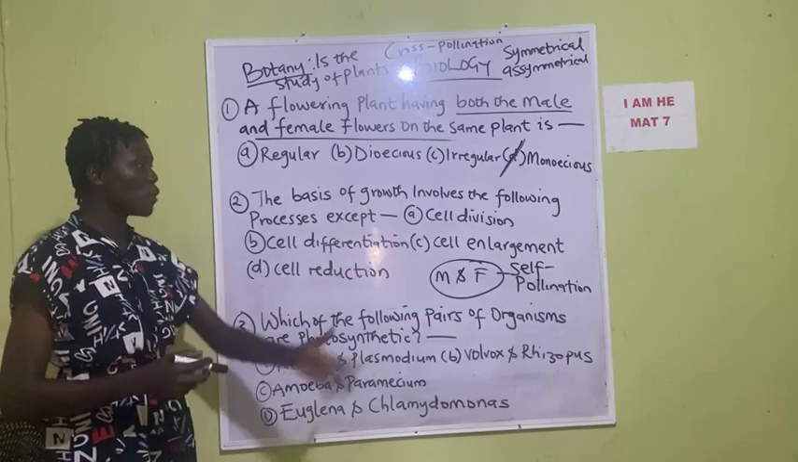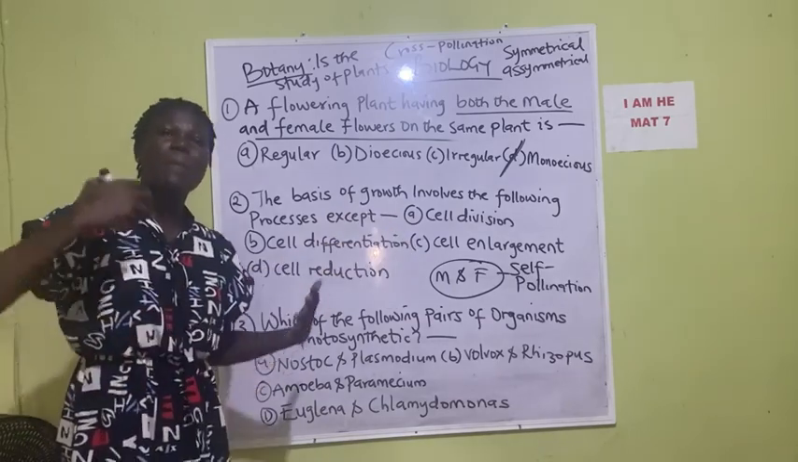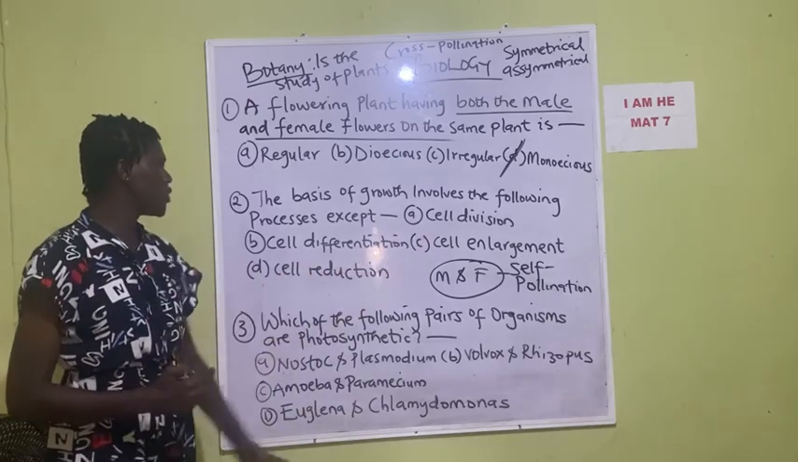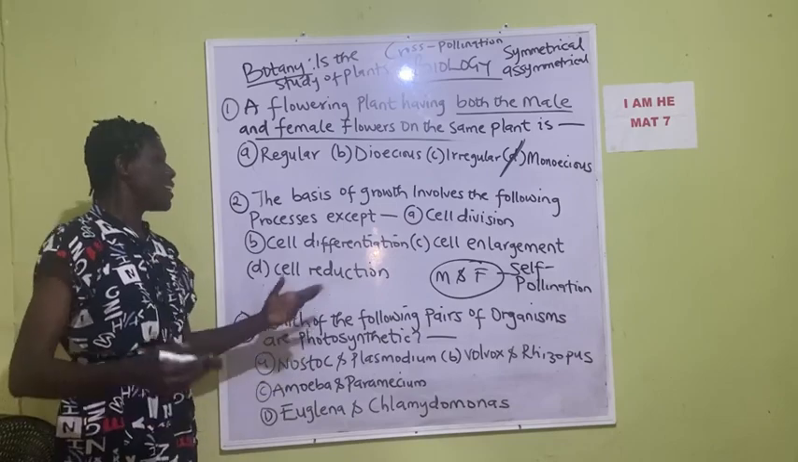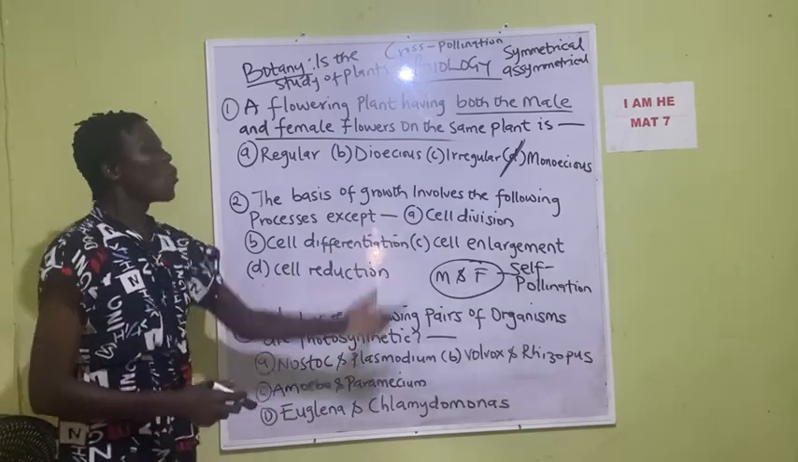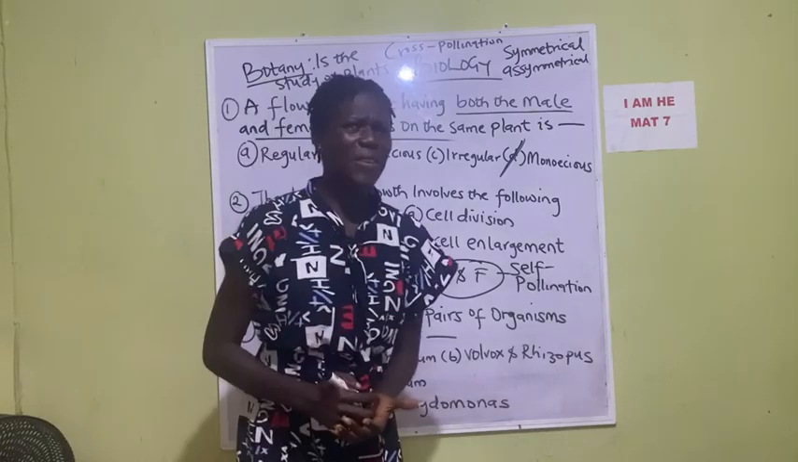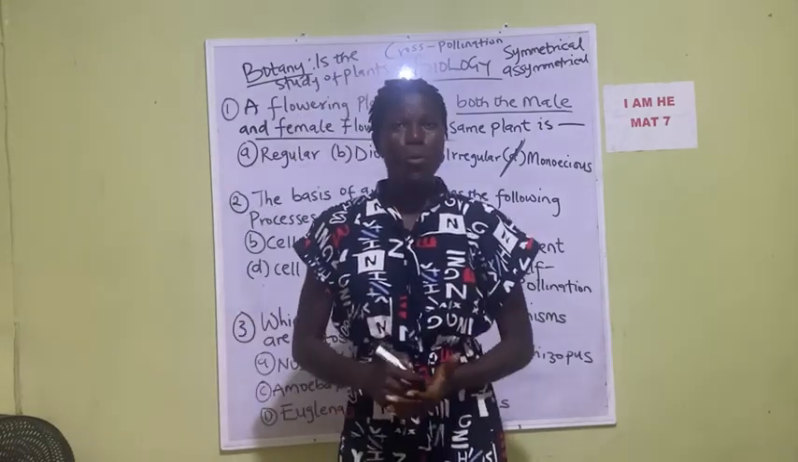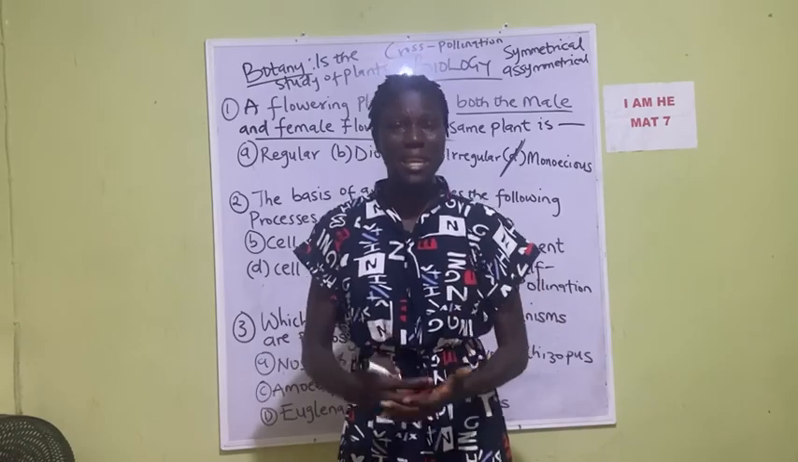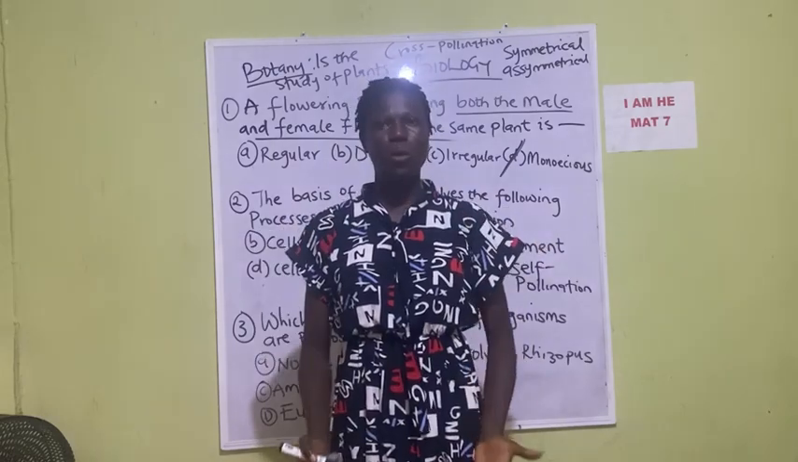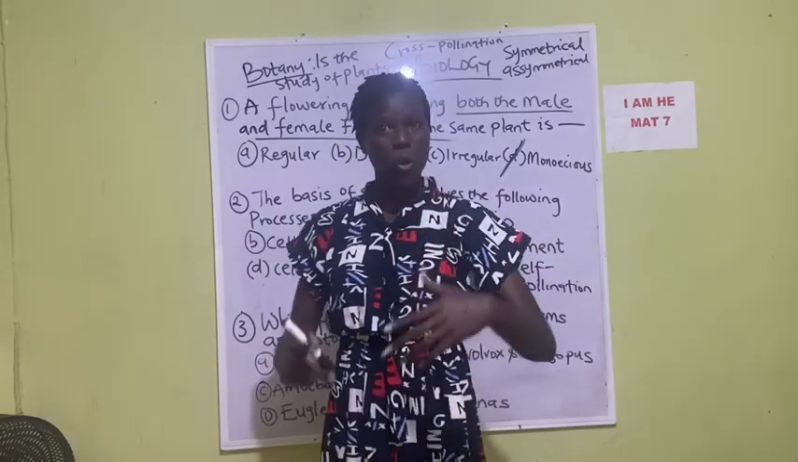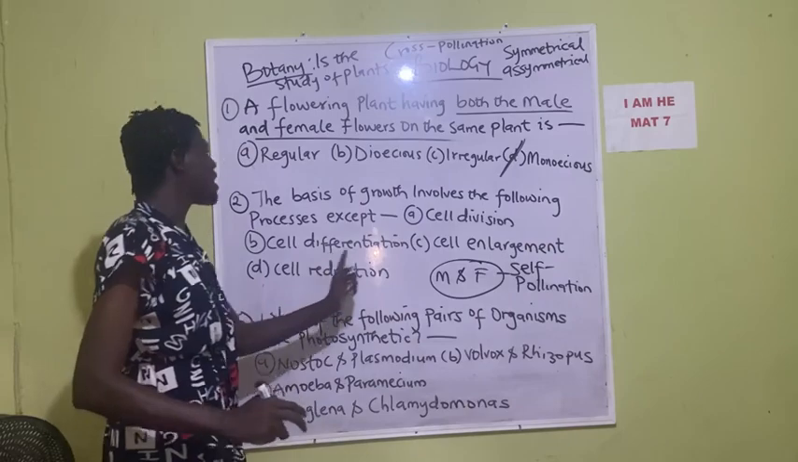Now, out of these options, which of them promotes the basis of growth? A. Cell division. B. Cell differentiation. C. Cell enlargement. D. And cell reduction. Now, what is cell division? Cell division is a process whereby cells are being replicated. Now, when there is a replication, it means there is an increase in size of the cell, right? So that supports growth.